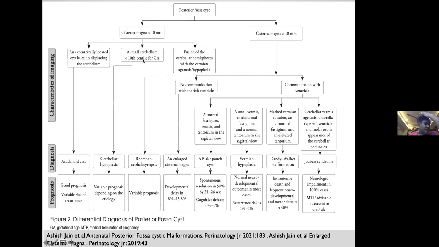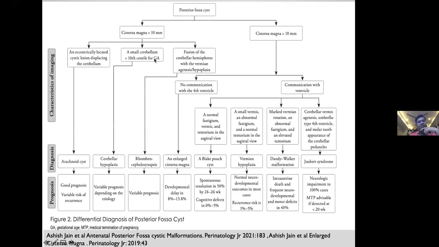If the cerebellum is small, less than the 10th percentile for that particular age, meaning that there is cerebellar hypoplasia, then this would have a variable prognosis depending upon the etiology for this hypoplastic cerebellum. However, if there is a fusion of the cerebellar hemispheres with vermian agenesis, so here selectively there is vermian agenesis with a cisterna magna which is not enlarged, then it is rhombencephalosynapsis, and again this has a variable prognosis. So if the cisterna magna is less than 10 mm and you find some abnormality in the cerebellum or the vermis, then the prognosis is variable.